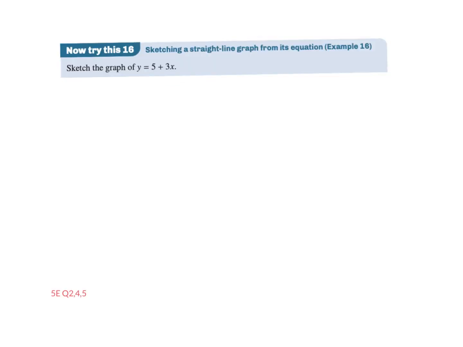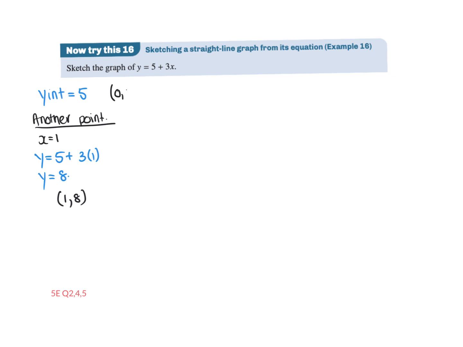All right, so let's give it another go. It says sketch this one. So let's write down a few points. First of all, what's the y-intercept in this example? We've got 5. Good. And so if I said, all right, we'll find another point, I'm going to use x equals 1. So I would say y equals 5 plus 3 times 1. So y equals 8. So my other point is going to be when x is 1, y is 8. And remember, this one will be 0, 5.